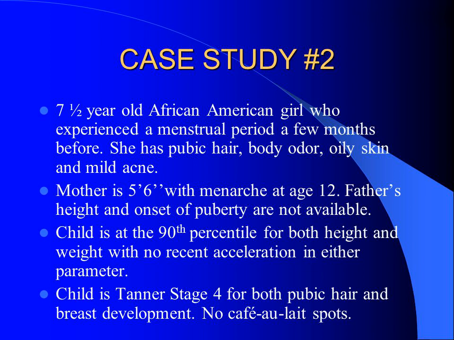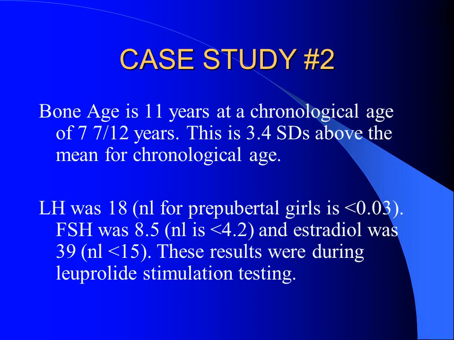Case study number 2. 7.5-year-old African American girl who experienced a menstrual period a few months before. She has pubic hair, body odor, oily skin and mild acne. Mother is 5'6" with menarche at age 12. Father's height and onset of puberty are not available. Child is at the 90th percentile for both height and weight with no recent acceleration in either parameter. Child is Tanner stage 4 for both pubic hair and breast development. No café-au-lait spots.